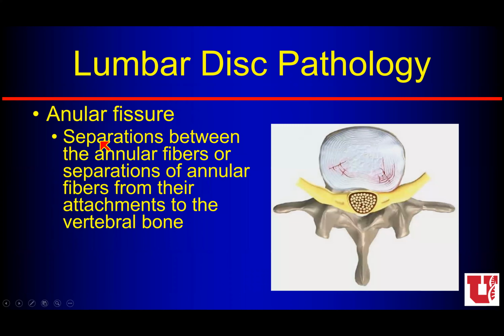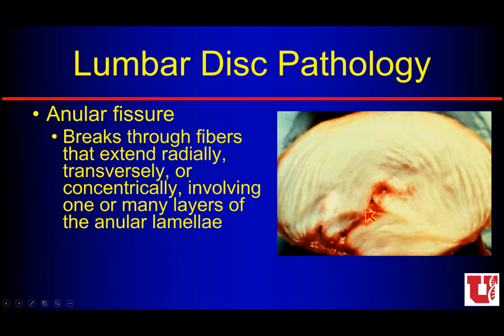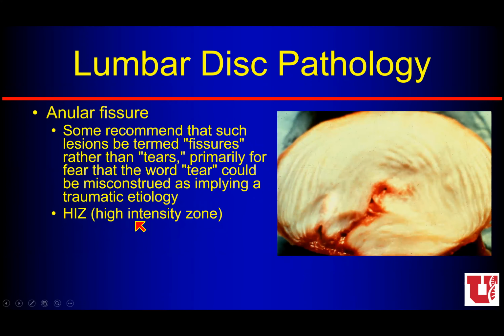We think about that as a separation between the annular fibers, or separation of the annular fibers and their attachment to the vertebral bone itself. So we have disc material, like on this gross specimen, that is kind of extending out, often radially or transversely, through the many layers of the annular ligaments at that level. Sometimes this is referred to as the high intensity zone.